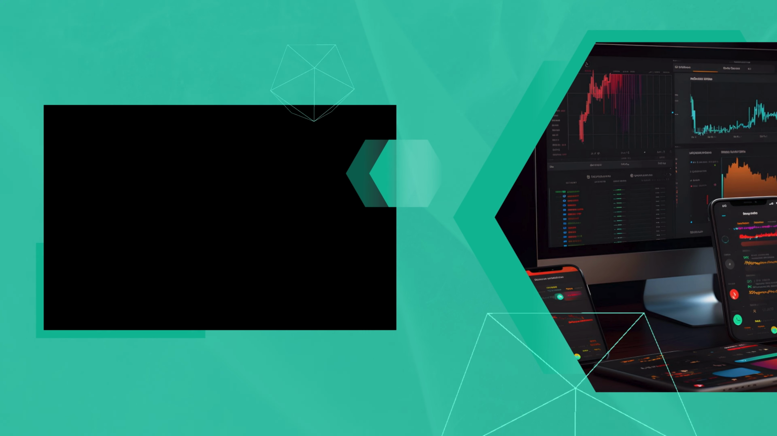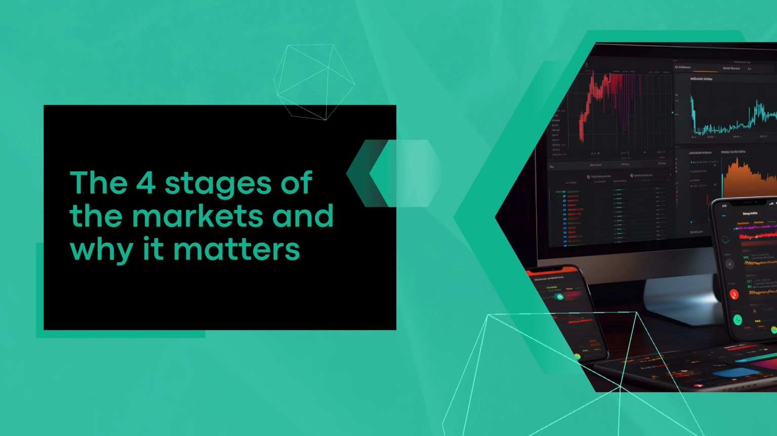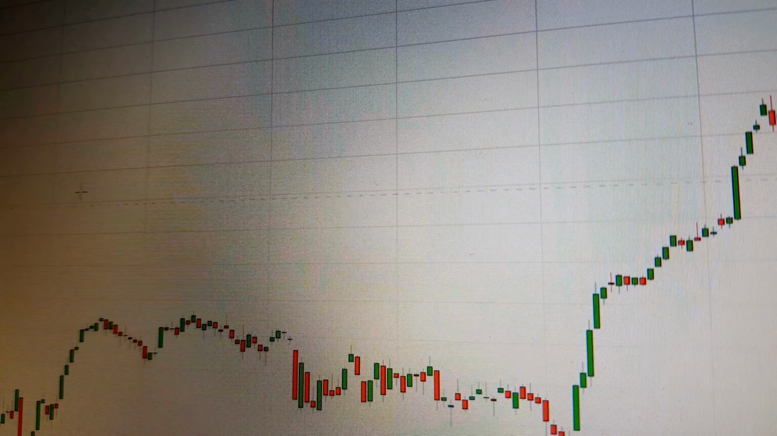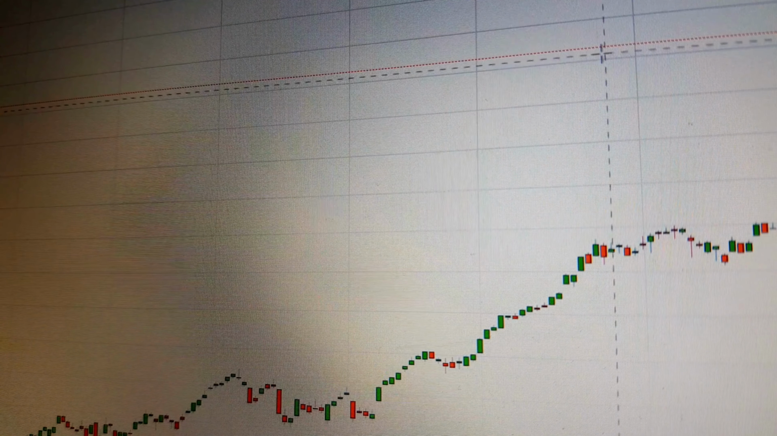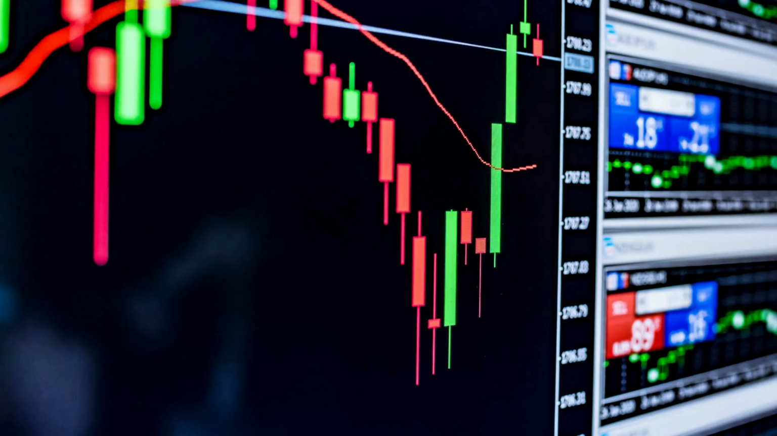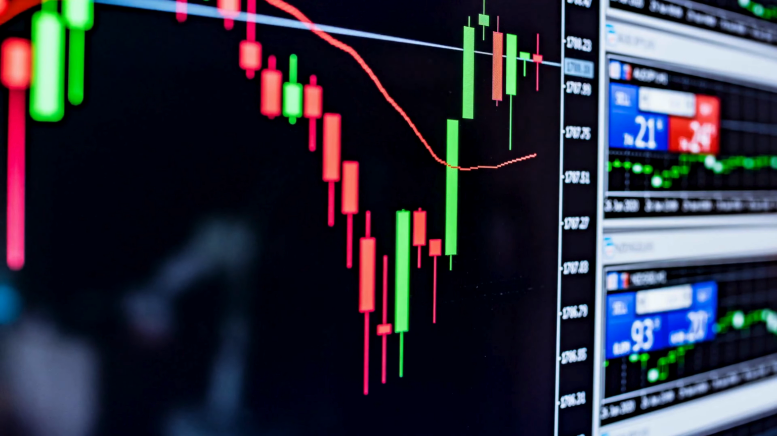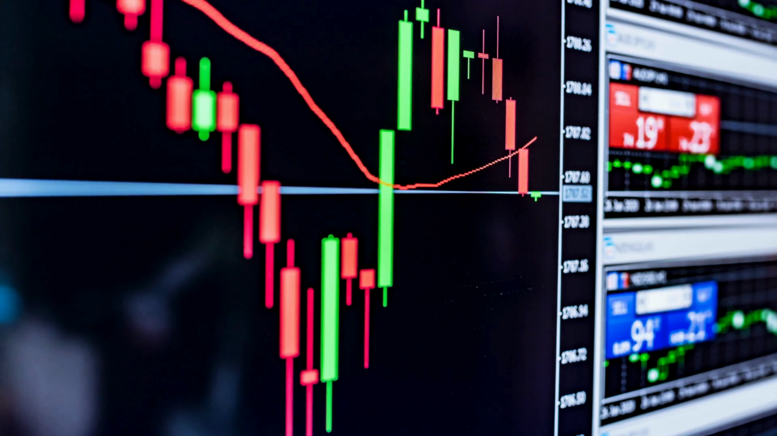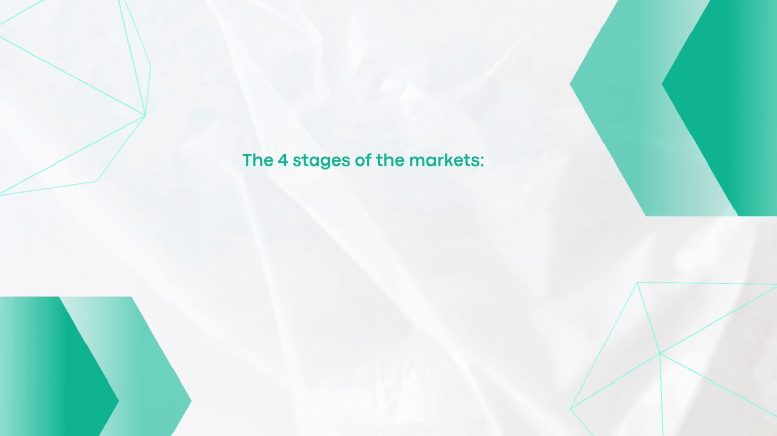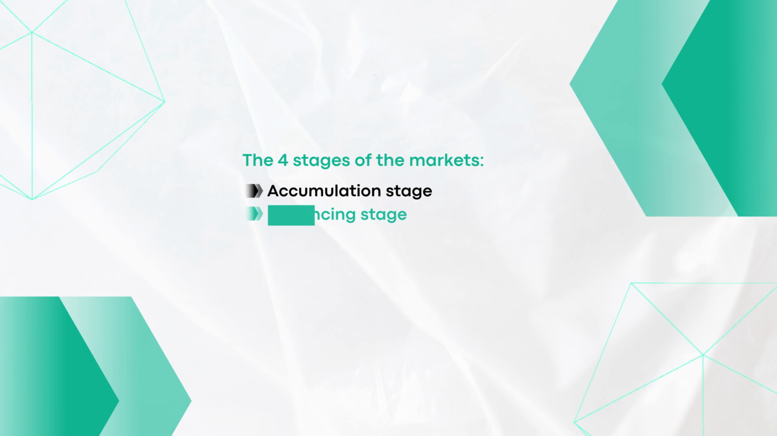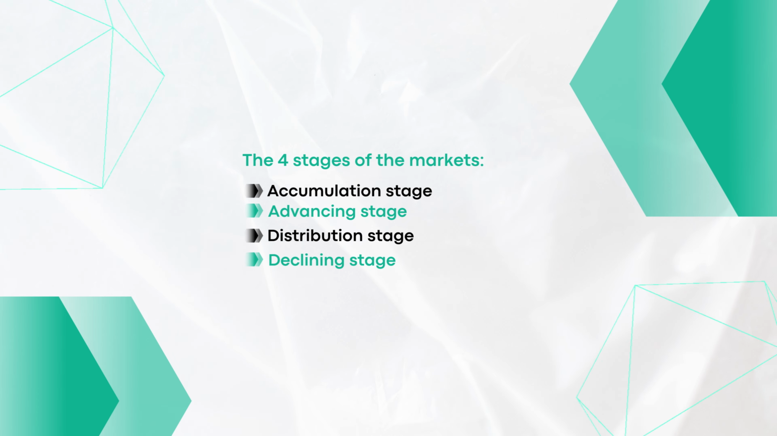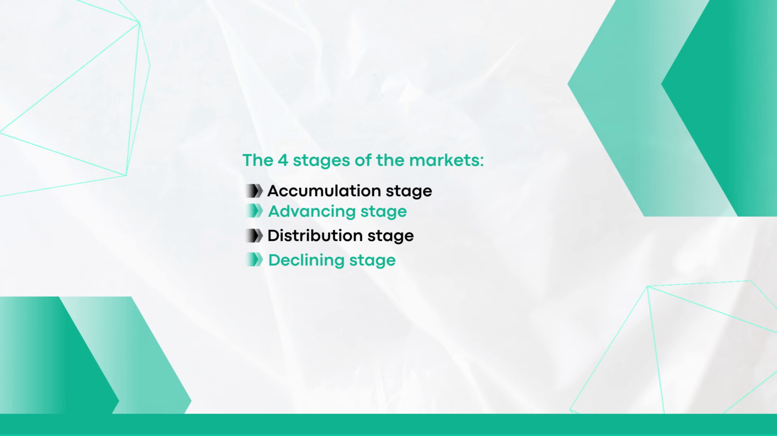Now, let's move on. The 4 stages of the markets and why it matters. Before you can identify trend reversal, you must understand the 4 stages of the markets, a technique I learned from Stan Weinstein. Why? Because this gives you warnings that market conditions are about to change, which lets you plan trading decisions ahead of time. The 4 stages of the markets can be broken down into accumulation stage, advancing stage, distribution stage, and declining stage. Let me explain.